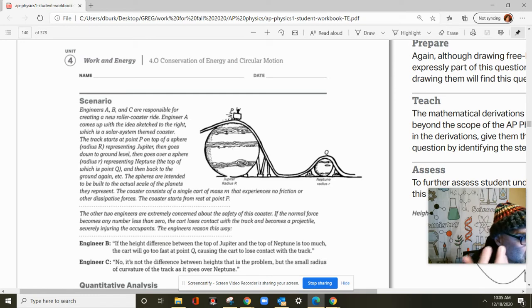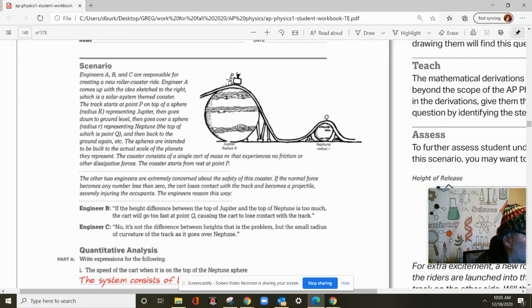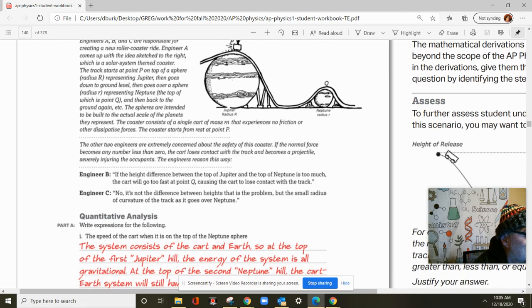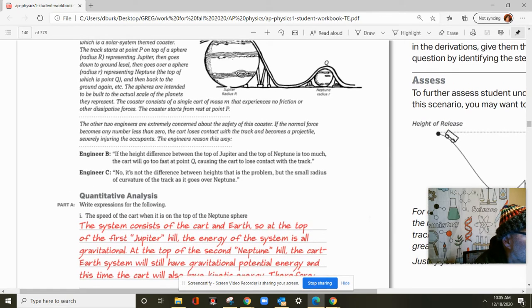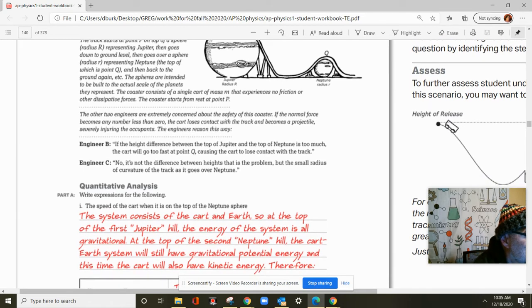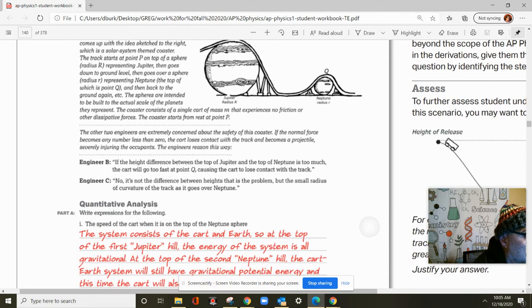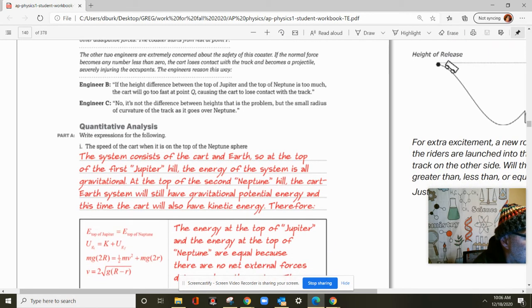So here's a roller coaster on Jupiter. It's a fake Jupiter. It represents Jupiter, and then the next one represents Neptune, and then back to the ground, scale of the planets. Two engineers are extremely concerned about the safety of this coaster. If the normal force becomes any number less than 0, the cart loses contact with the track and becomes a projectile.